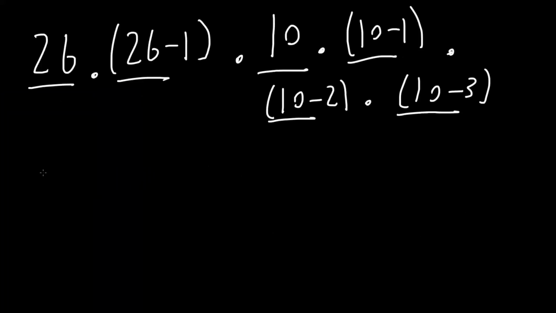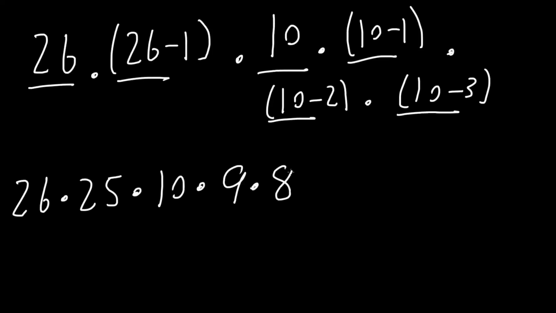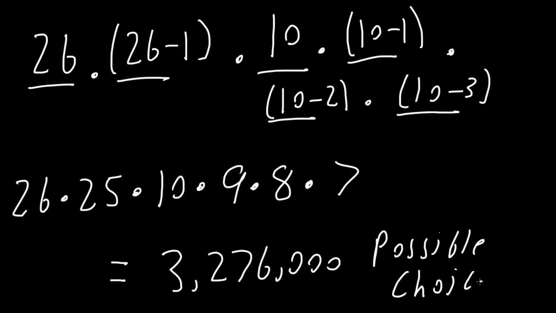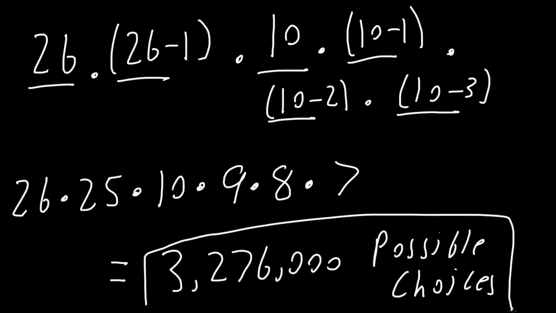So just to simplify it a little bit, we have 26 times 25 times 10 times 9 times 8 times 7. And if we were to multiply this, we would get 3,276,000 possible choices. And if you remember from the last problem where we could repeat, our choice was 6,760,000. So this is less than half of it. And that's all we need to do for these two problems.